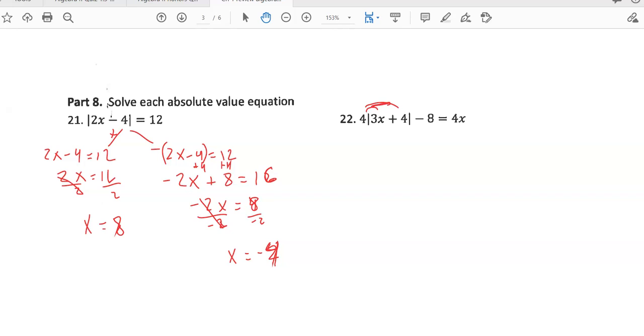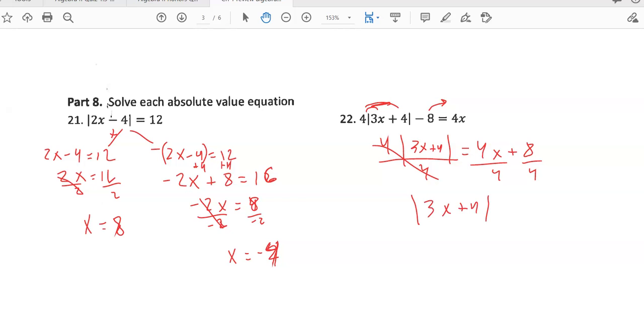I guess for this one, again, we have to isolate it first. Before I start doing that, I'm going to move the 8 over here. So I get 4 times absolute value of 3x plus 4 equals 4x plus 8. Divide by 4, divide by 4, divide by 4. You get absolute value of 3x plus 4 equals, I guess it would be x plus 2.